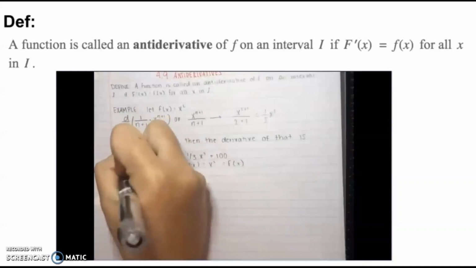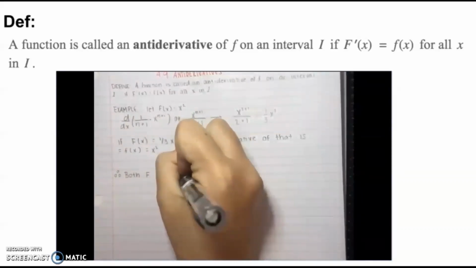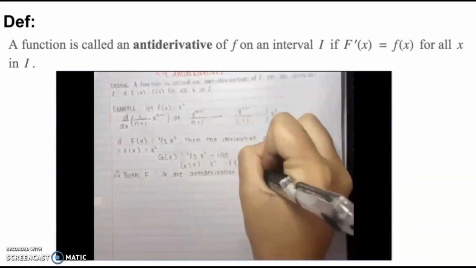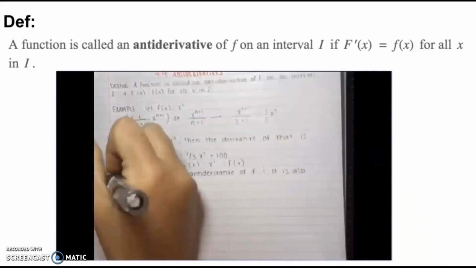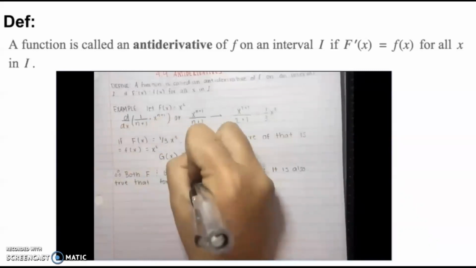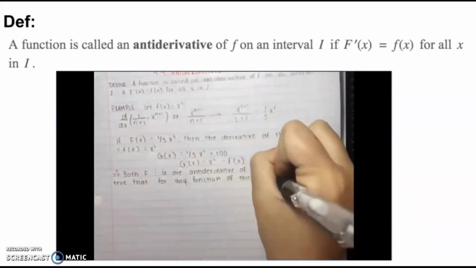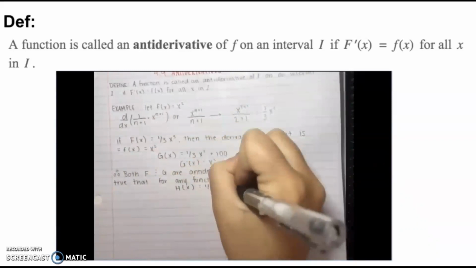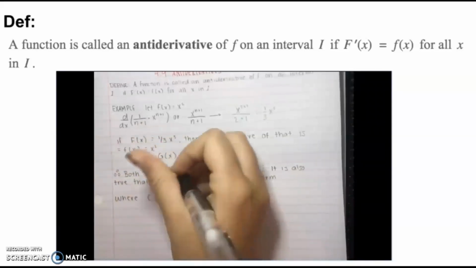Therefore, both F and g are antiderivatives of f, and it is also true that for any function of the form h of x equals 1/3 x cubed plus c, where c is a constant.